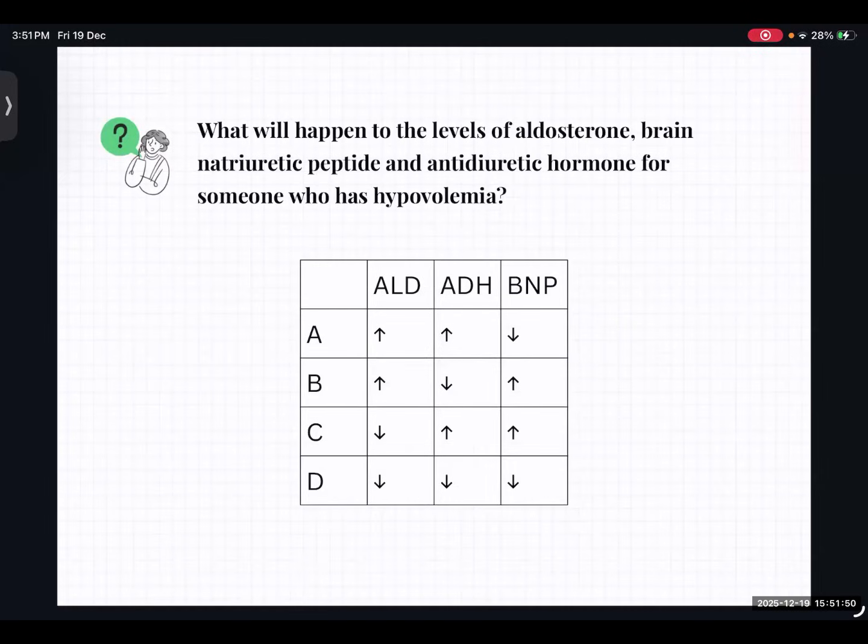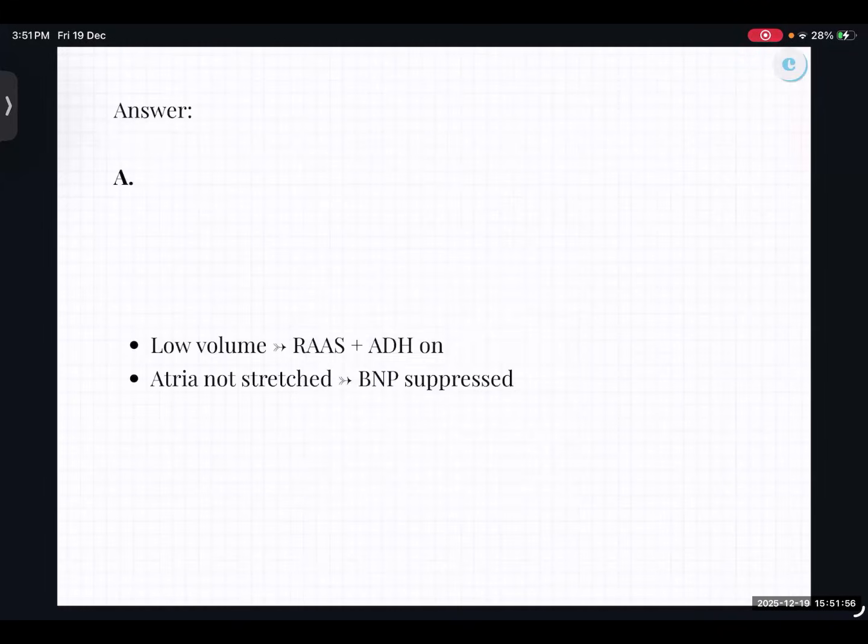We have hypovolemia, so the atria are not quite stretched. We would expect low blood pressure. I hope that is clear. Okay.